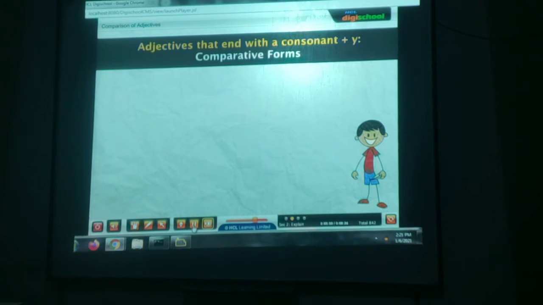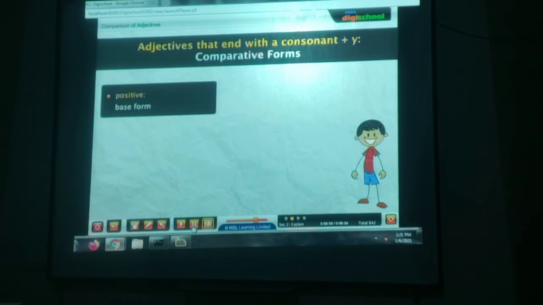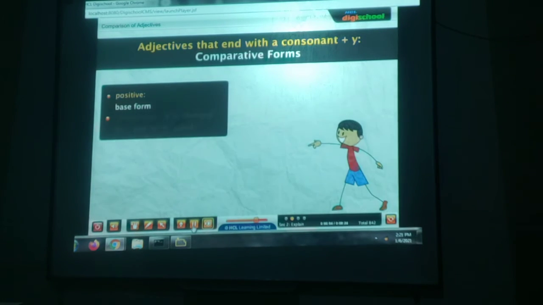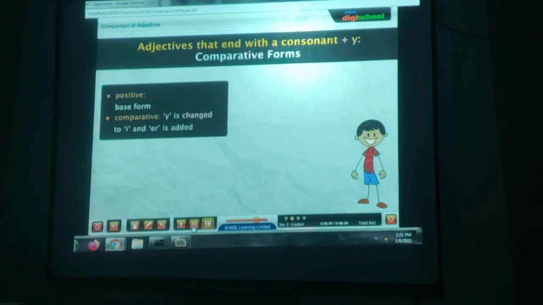Now, let's look at how you will change the degree of adjectives that end with a consonant and a y. The positive degree of these adjectives remains the base form. For example, the adjective happy. For the comparative degree, the y is changed to an i and er is added to the end. For example, happy becomes happier. For the superlative degree, again the y is changed to an i and est is added to the end. So, happy becomes happiest.